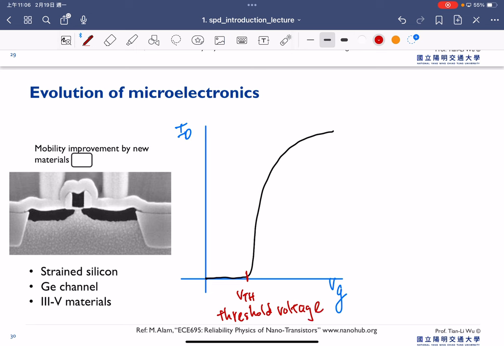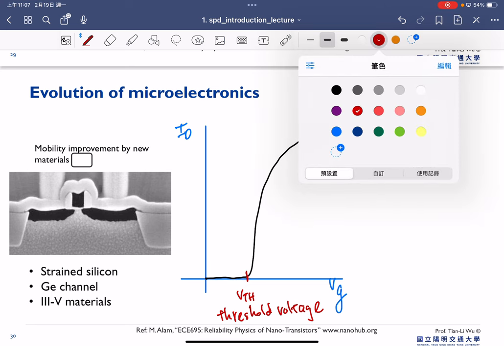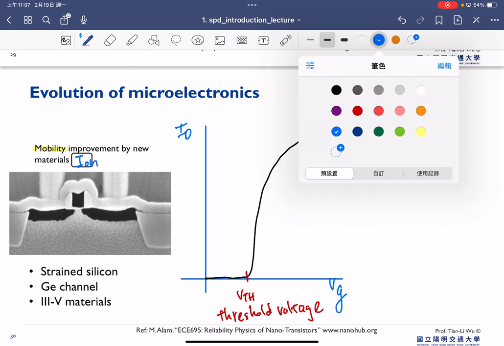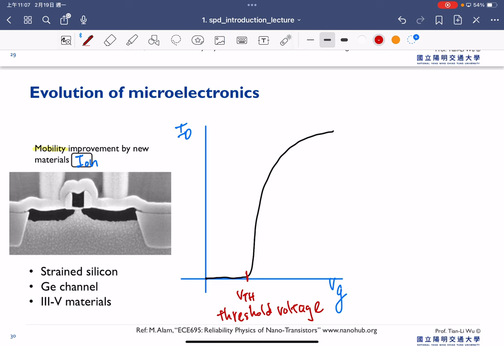And the first, for sure, is that we are not satisfied with this IDVG, and we want to do some improvement. So the first improvement we are interested in is mobility improvement. Mobility improvement means we want to increase the on current. And which is the on current? Here is the on current. So we want to have exactly the same characteristic, but we want to have the larger current.